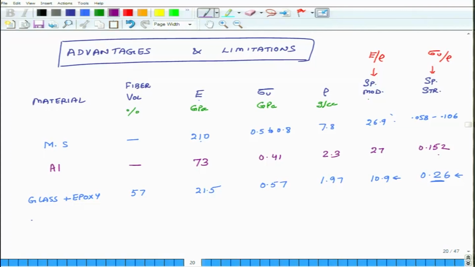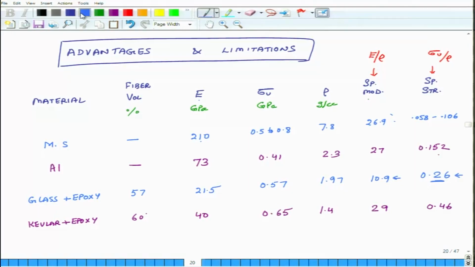Let us look at some other composites. This has Kevlar fibers plus epoxy, and here the volume fraction of fiber is 60%, the modulus is 40, sigma u is 0.65, density is even lesser, 1.4, and specific modulus goes up, it exceeds that of steel or aluminum by some amount, and where you really get a lot of benefit is on the specific strength side, 0.46, okay.